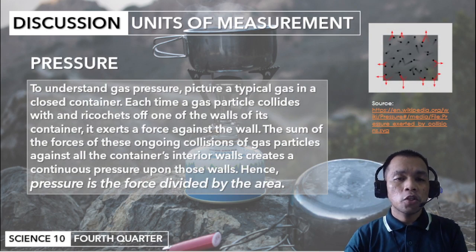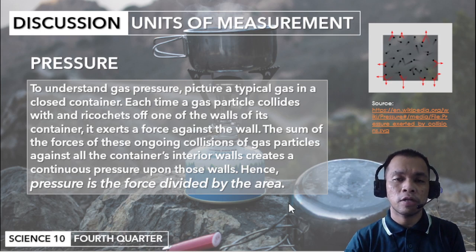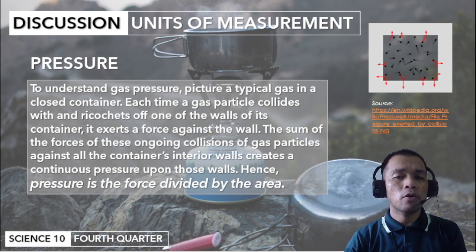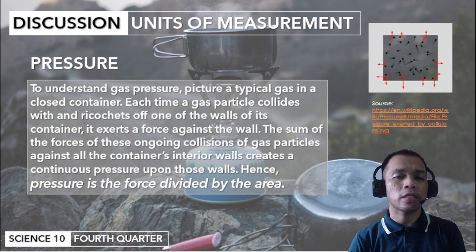Pressure. To understand gas pressure, picture a typical gas in a closed container, just like the image that you see here on the upper right corner. Each time a gas particle collides with and ricochets off one of the walls of its container, it exerts a force against the wall. The sum of the forces of these ongoing collisions of gas particles against all the container's interior walls creates a continuous pressure upon those walls.